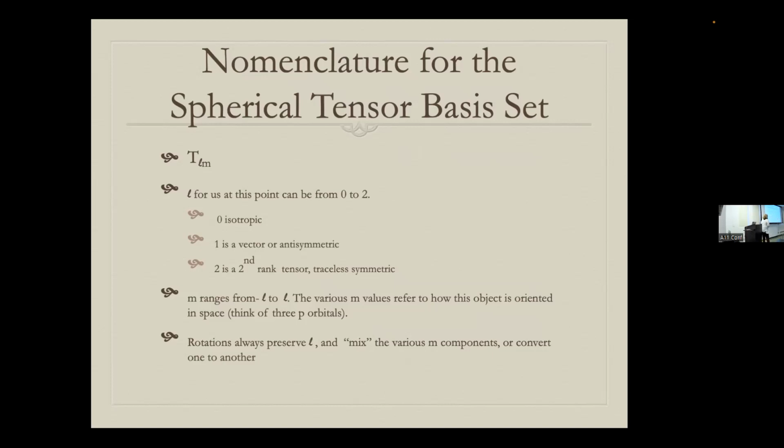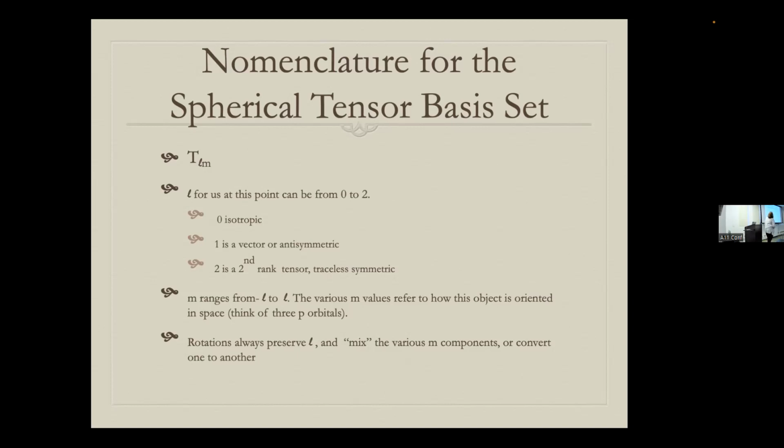So L for us runs from 0 to 2, because we're only doing these second rank tensors. In NMR, there are higher rank tensors, but we're just doing the second rank for this class. When L equals 0, we know we're talking about something that doesn't change under rotation. L equals 1 should behave like a vector, and L equals 2 should behave like a second rank traceless symmetric matrix. The M values always range from minus L to L.